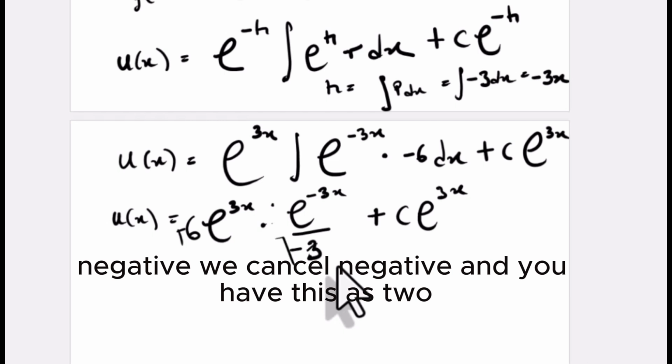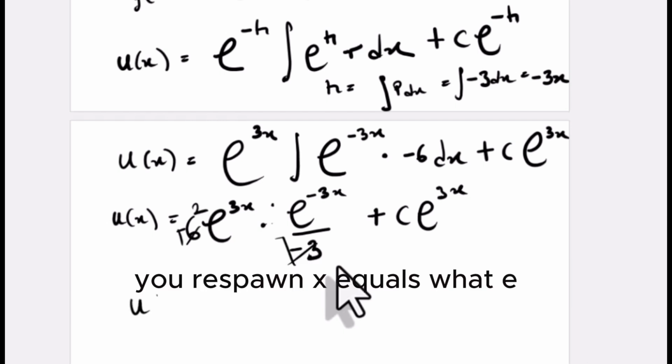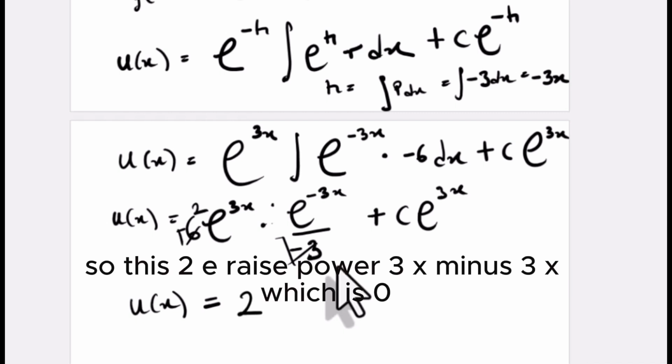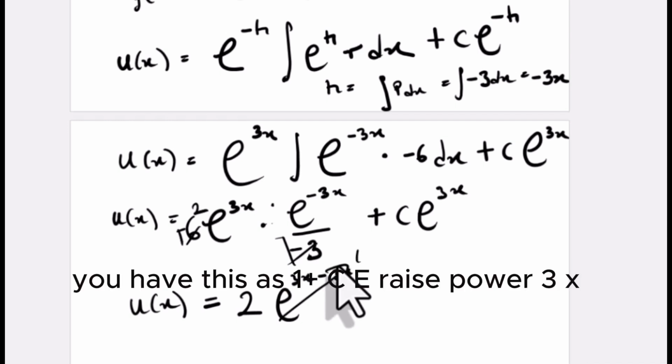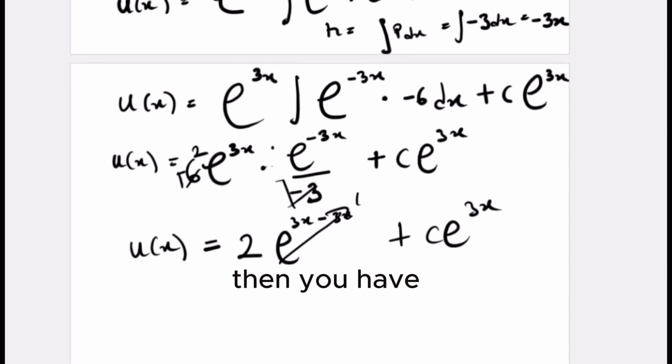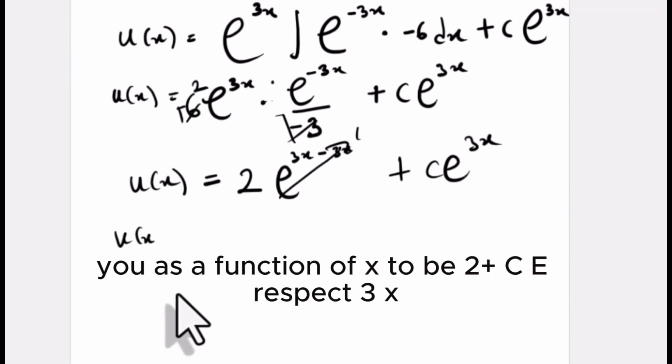Negative will cancel negative, and you have u of x equals what? So these two, e raised to power 3x times e raised to power minus 3x, which is 0. You have this as 1 plus c e raised to power 3x. Then you have u as a function of x to be 2 plus c e raised to power 3x.